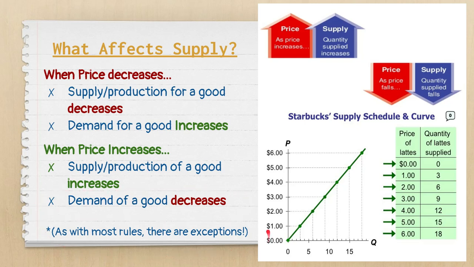Yes, there are exceptions to this rule. We are going to talk about Veblen goods. We're going to talk about scarcity, all of that stuff. But for the most part, these are the rules that follow. And we're also going to cover equilibrium and how things balance out. But those are the simple rules when price decreases and price increases in relation to your supply. So price goes up, supply goes up. Price goes down, supply goes down.